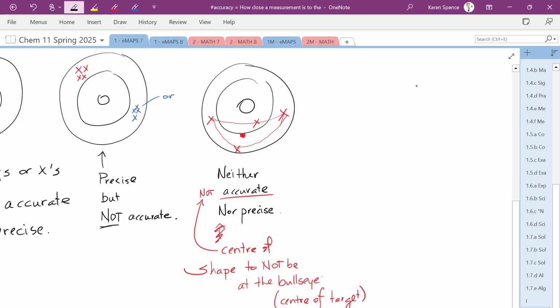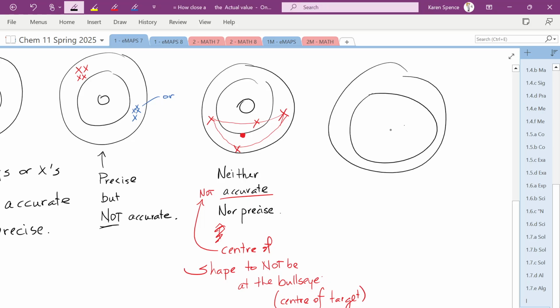And now you can do the final one, which is going to be accurate but not precise. I'm having trouble getting my brain to go today. That's a terrible circle. I'm going to try that again.